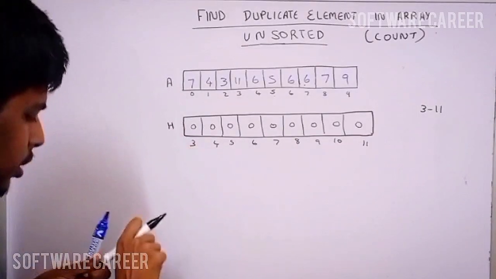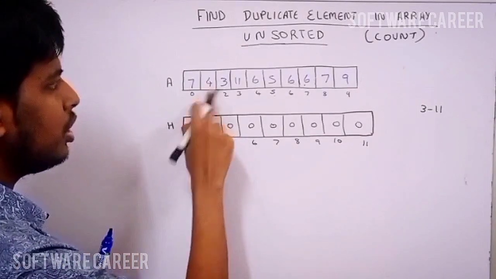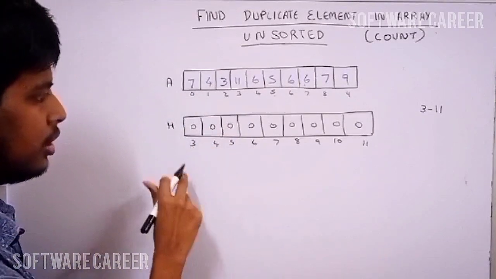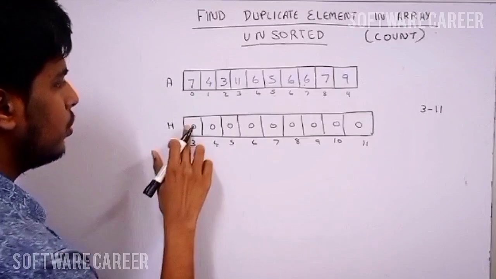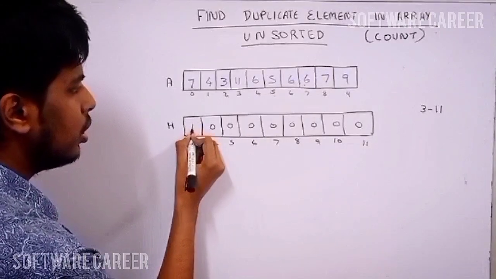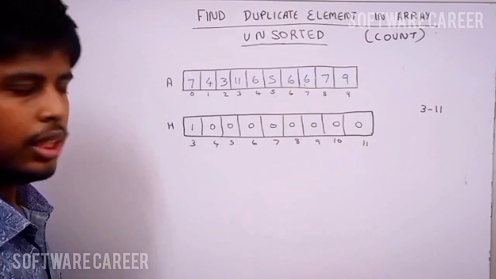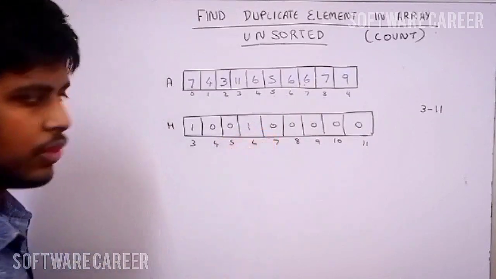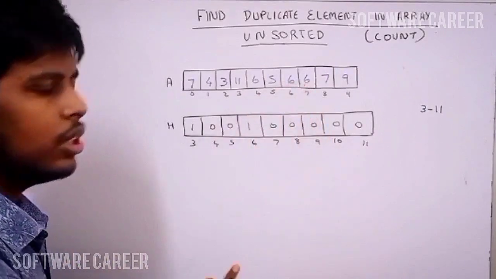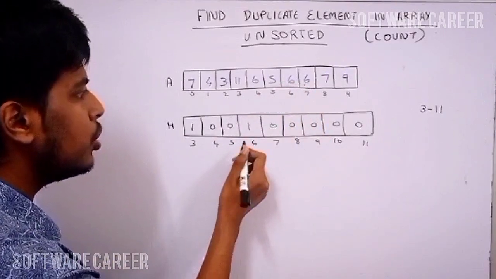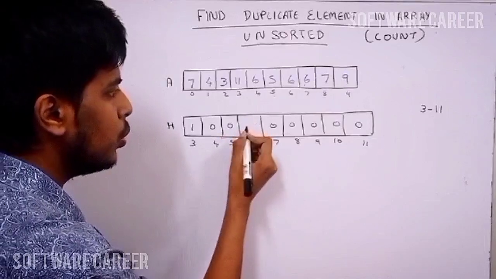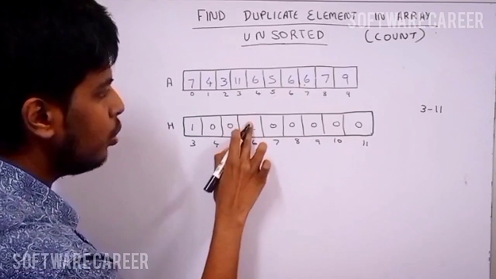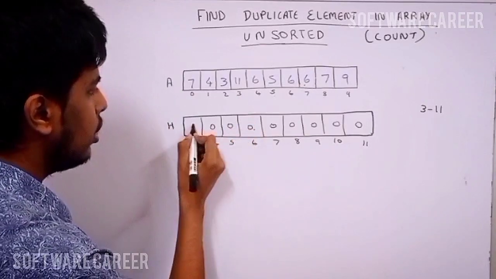Now suppose 3 is present in this array. At the third index of the hash table you should increase the value by one, so 0 plus 1 is 1. Now suppose 6 is here, then at the sixth index of the hash table you should increase the value by one, so 0 plus 1 is 1. Suppose 6 is there again, so at the sixth index you increase by one again, so 1 changes to 2. Like this you should record all elements present in this array. That is how it works.